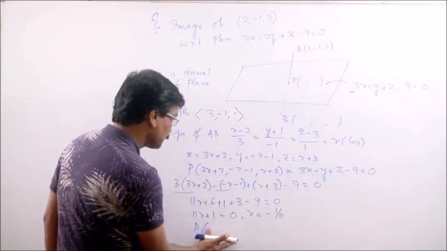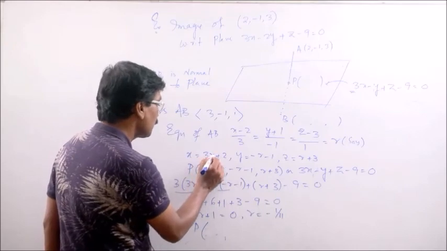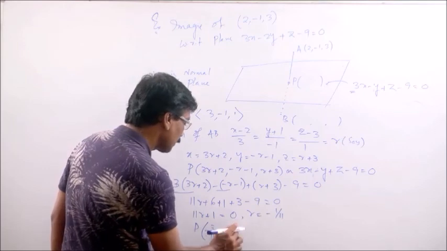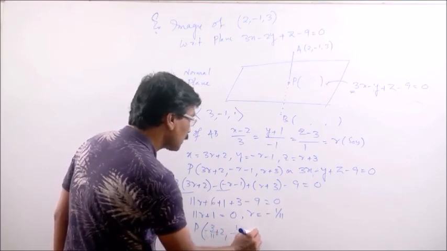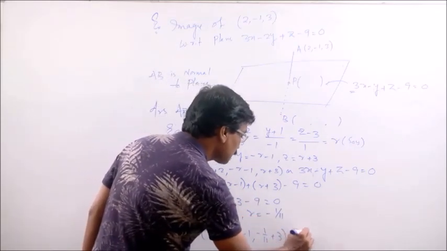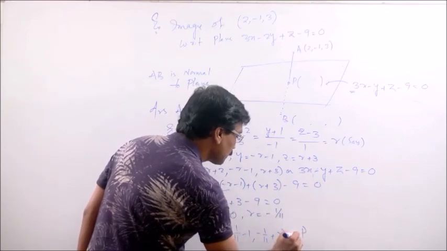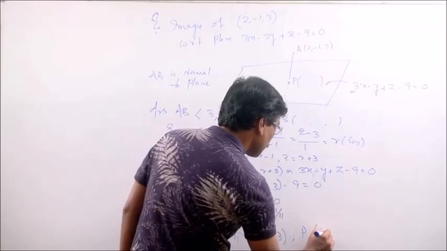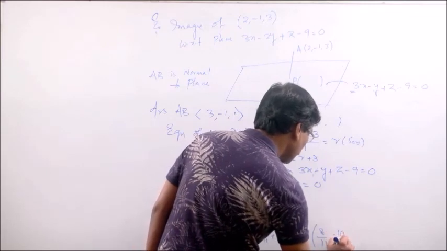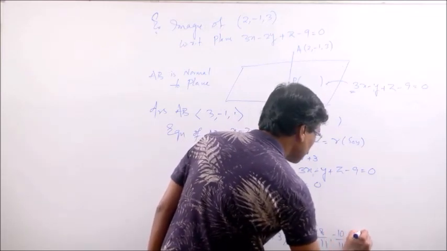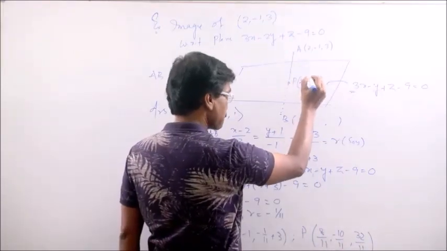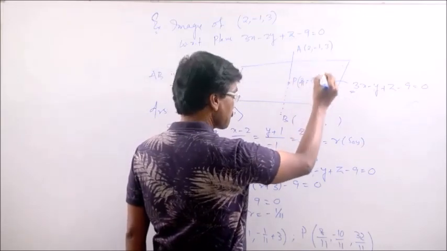So, point P is minus 3 by 11 plus 2, minus 1 by 11 minus 1, minus 1 by 11 plus 3. So, point P has coordinates 8 by 11, minus 10 by 11, 32 by 11. So, this is the coordinate of P, that is 8 by 11, minus 10 by 11, 32 by 11.